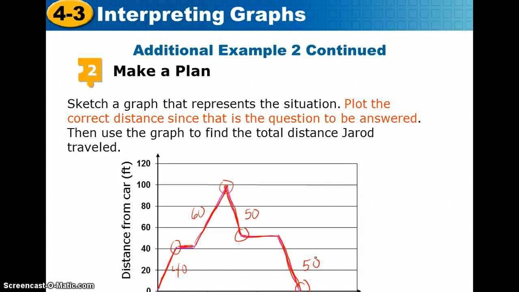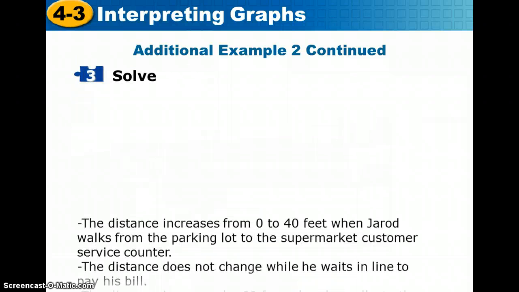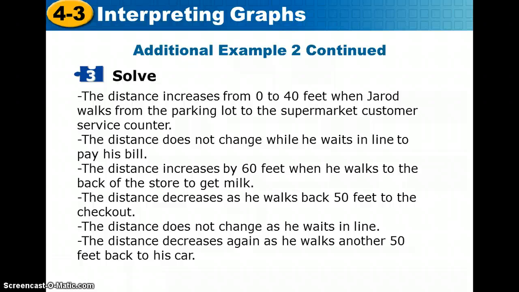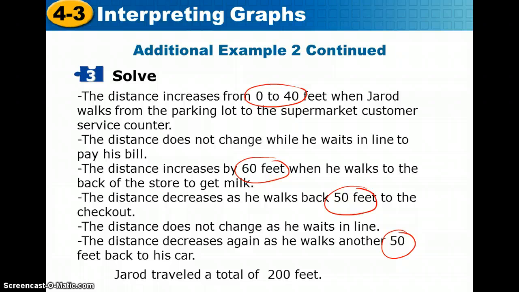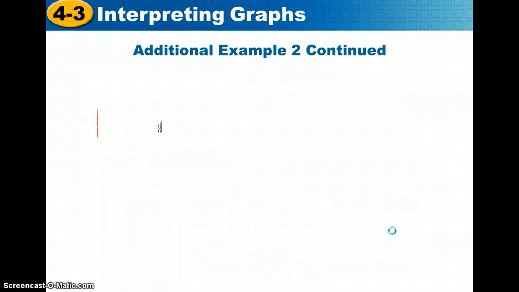So what is the total distance? Let's solve. 0 to 40 we talked about. 60 to get the milk. Back to the checkout. Back to his car. So our graph matches the numbers from our prompt. He traveled a total of 200 feet. 40 plus 60 plus 50 plus 50.